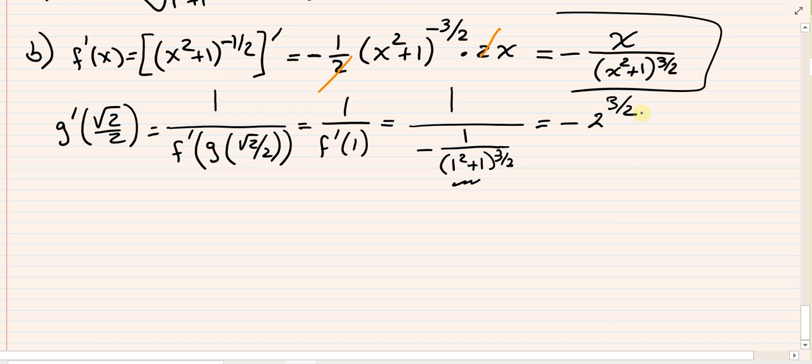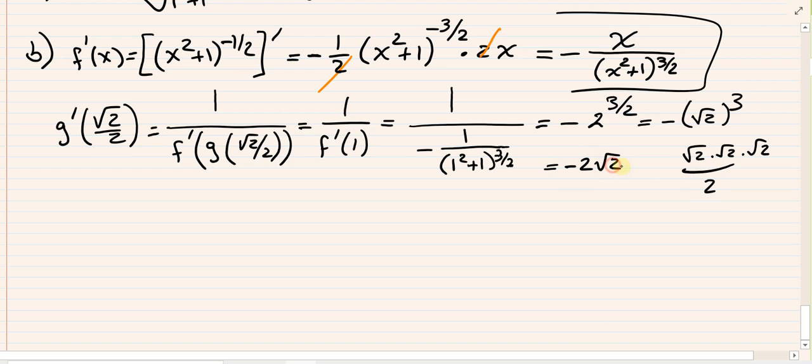2 to the 3/2 is the square root of 2 cubed. True? That's negative square root of 2 cubed. So like root 2 times root 2 times root 2. Right? The first pair gives you 2. So the answer is negative 2 root 2. And that's what we wanted.